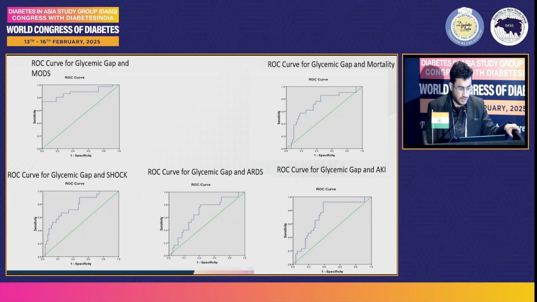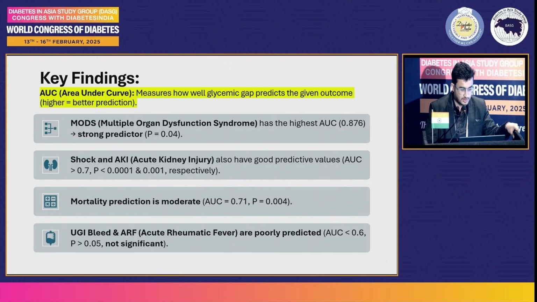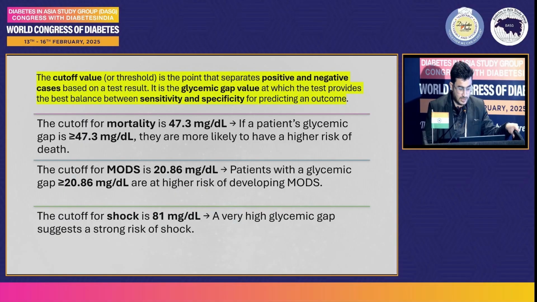So we can see the area under the curve for multi-organ dysfunction is 0.87, a very good predictor marker. But for upper GI bleed, it is 0.5 or 0.6, so it's a poor predictive marker. MODS has the highest area under the curve, 0.87, which is a strong predictor, and it was statistically significant with a p-value of 0.04. AKI and shock have very good predictive values, with area under the curve more than 0.7 and p-values less than 0.001 and 0.001 respectively. Upper GI bleed and acute respiratory failure were not significant.